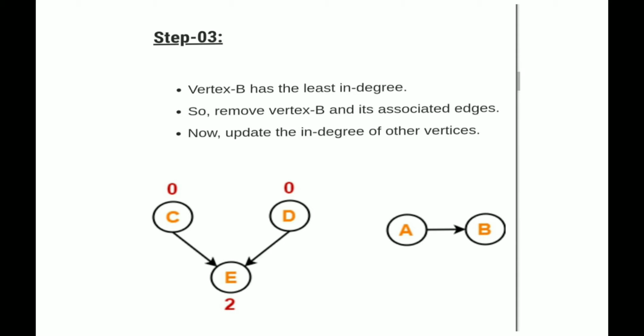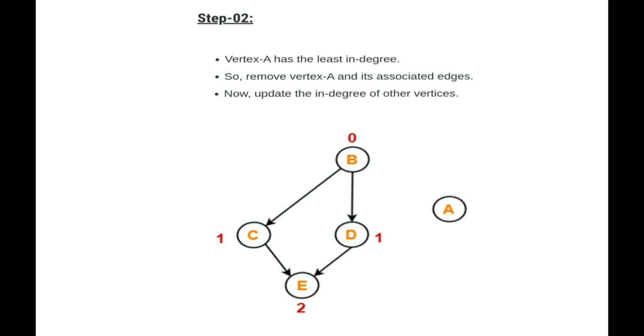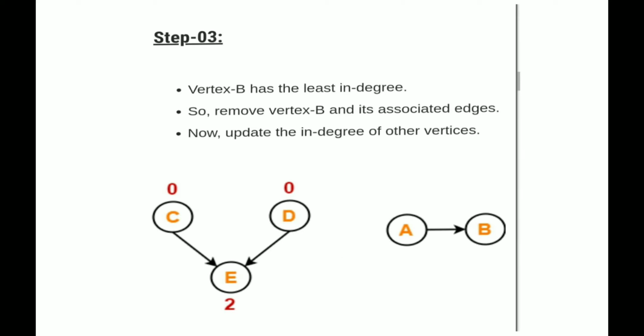After removing vertex B and its associated edges, we have only three vertices, C, D, E. But the ordering is: first we have removed vertex A, then we have removed vertex B. So maintain the ordering, first A, then B. Now at present we have only three vertices in the graph, those are C, D, E.